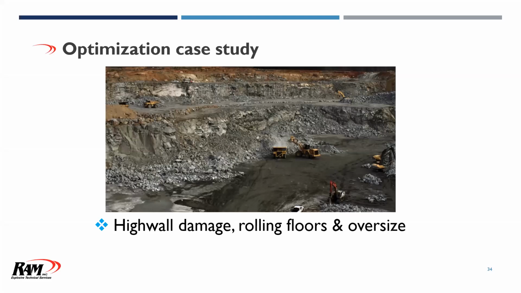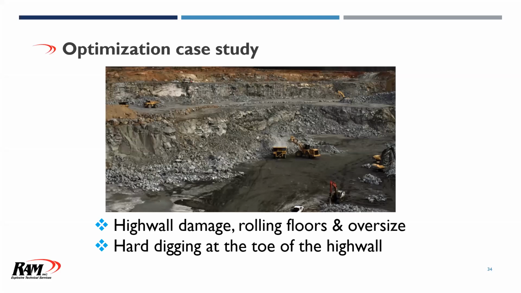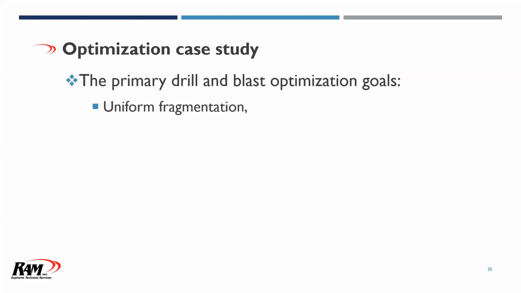They had high wall damage, rolling floors, oversize. You can see 3 rock breakers in there. That just tells us we got a lot of issues there. But they were experiencing hard digging at the toe of the high wall and really struggling to get the performance out of it. So the goals were this.